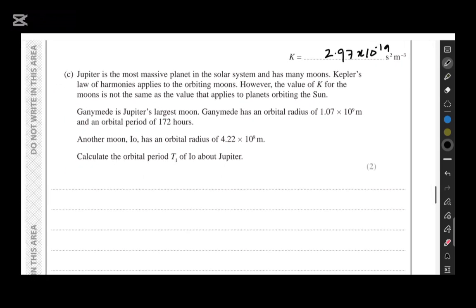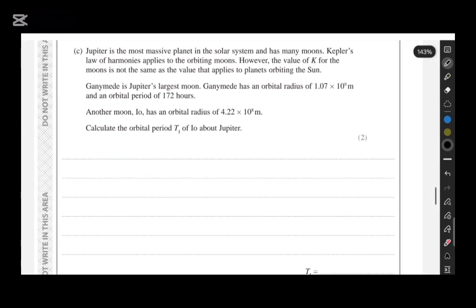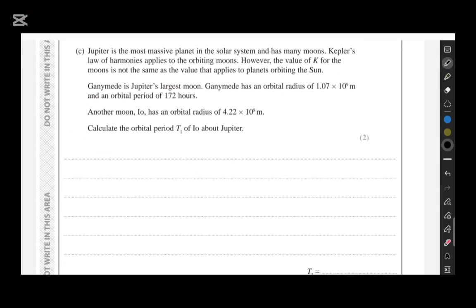So now we're going to go to part 3 of the question. Let's go through this. Jupiter is the most massive planet in the solar system and has many moons. Kepler's law of harmonics applies to the orbiting moons as well. However, the value of k for the moons is not the same as the value that applies to planets orbiting the sun. Makes sense? Ganymede is Jupiter's largest moon, and Ganymede has an orbital radius of that, and it has an orbital period of that.